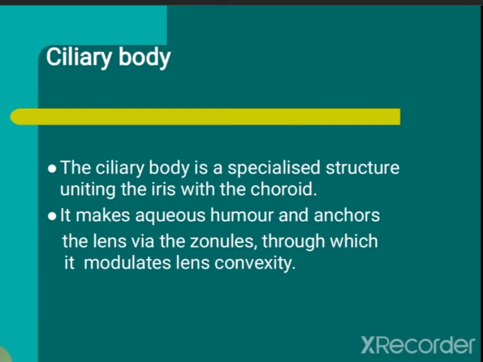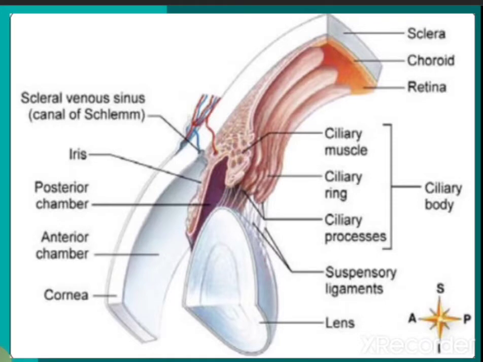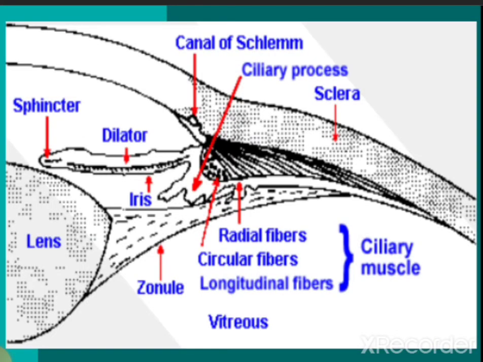Then ciliary body. It is a specialized structure uniting the iris with the choroid. It makes aqueous humor and anchors the lens via the zonules, through which it modulates the lens convexity. So here we can see the ciliary muscle which is suspending the lens. So this is the ciliary muscle. This is again the iris and the ciliary muscles, which have three types of arrangement: radial, circular, and longitudinal smooth muscle fibers.